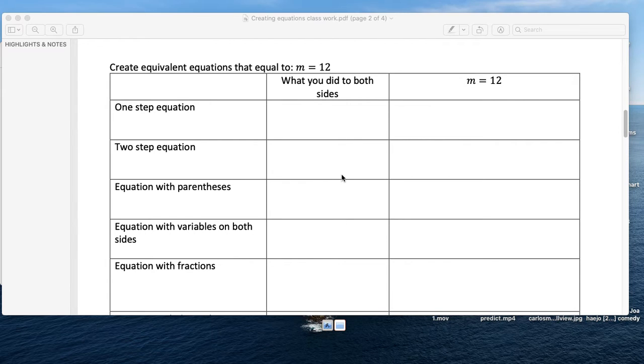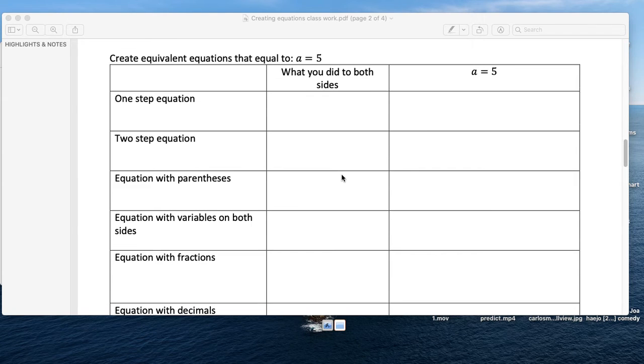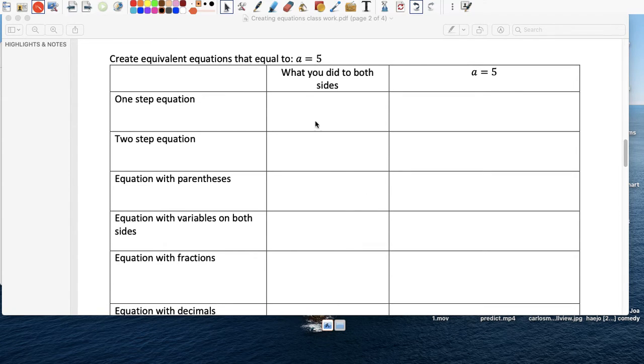I'll do one more. This is the last one I'll do. Times 3, so 3a. 5 times 3 is 15. Two-step equation. Let's add plus 3. So I get 3a plus 3, and 15 plus 3 is 18.